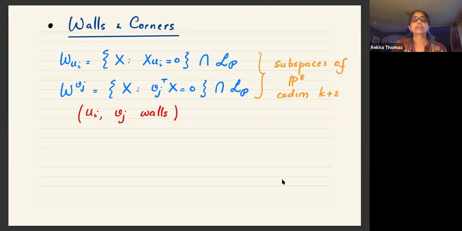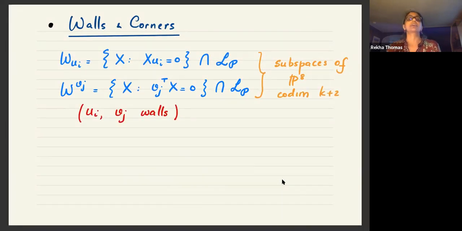Okay, so the next thing we need are something that I'm going to call walls and corners. We'll see later why this plays a big role. So I'm going to let W of UI be all the matrices X that have UI as its right kernel. Okay, so this is a subspace. And then we're going to intersect that with the plane that we already had, which is LP, given by the epipolar equations. So this is some subspace of P8.